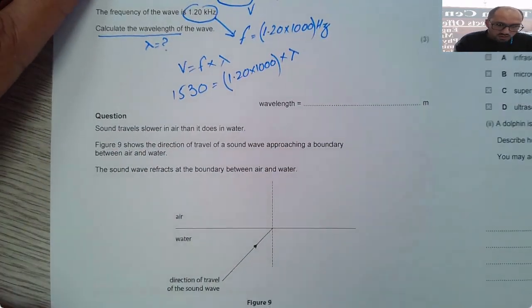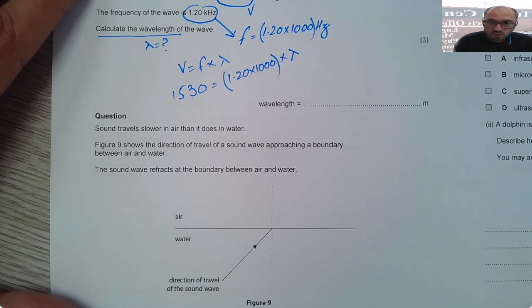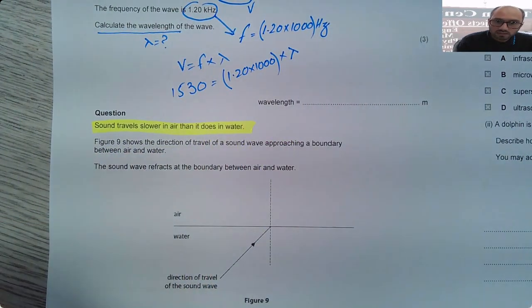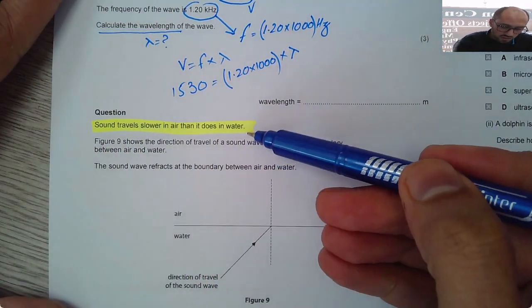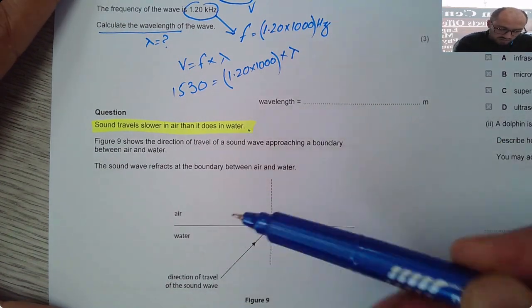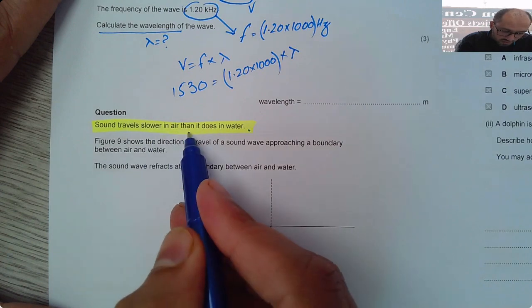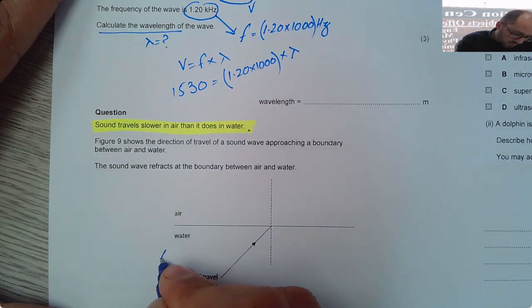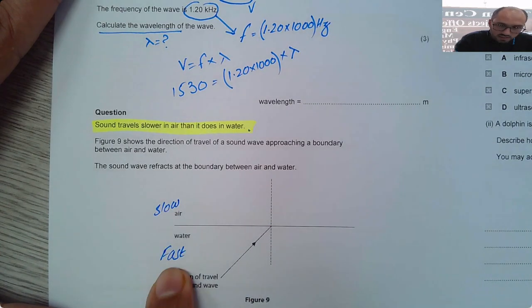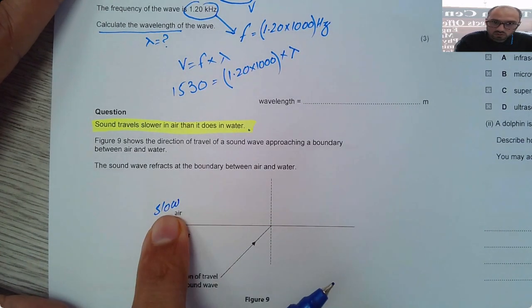Next question talks about sound travels slower in air than does in water. Now this is very important information for us, because I can use this information and work out what will be the speed of sound in these two different materials. So it says slower in air than it does in water. So I can say here sound will be fast. Here sound will be slow.